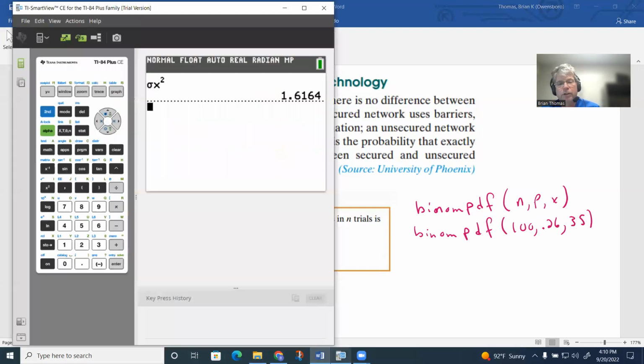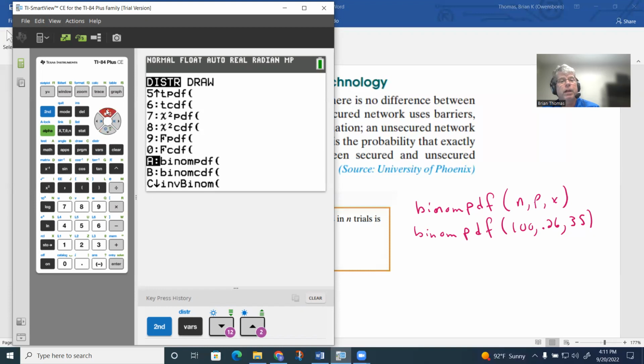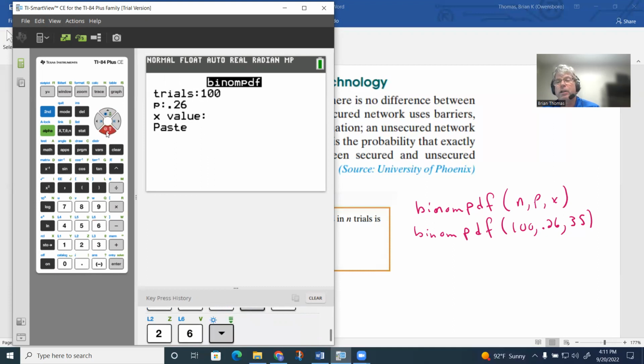So to find this on the calculator, notice above vars, there's this distribution thing. So that's where all the distribution formulas are. If we hit the second button and hit vars, it'll do distribution. What we're looking for is the binomial one. Let's see if we can find that here. There it is, down here. So a binomial PDF. If we hit that, the trials is going to be 100. So we hit 100 there. P is the 0.26. And then the value is the 35.